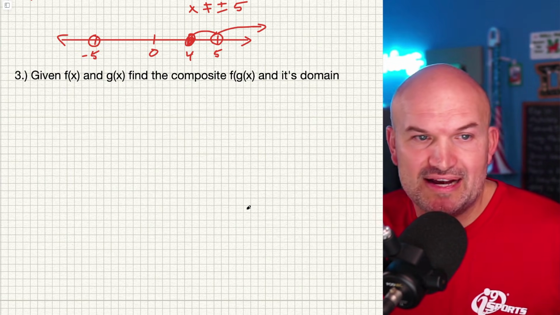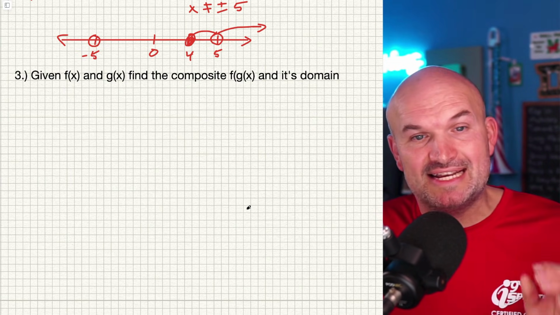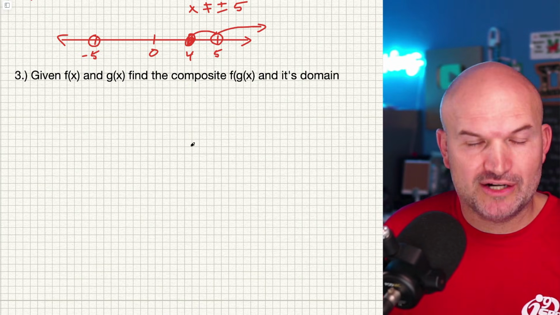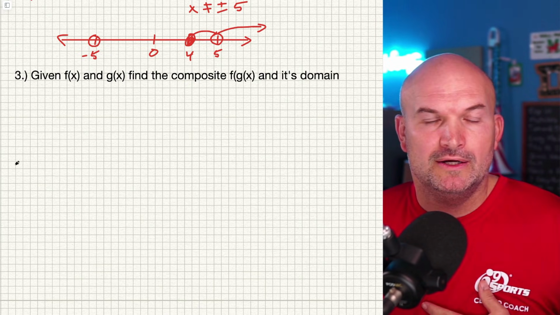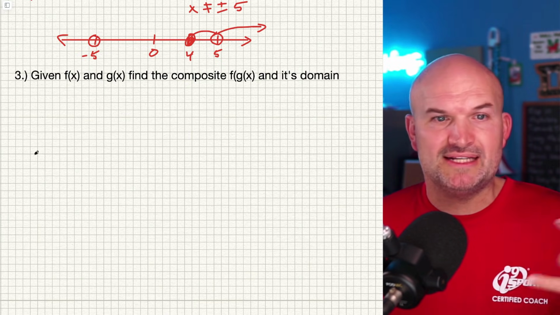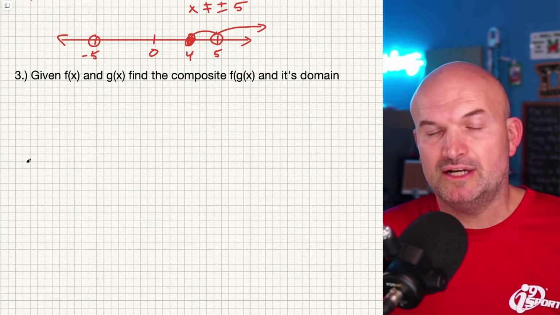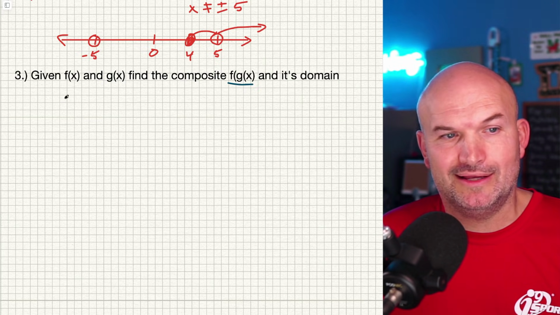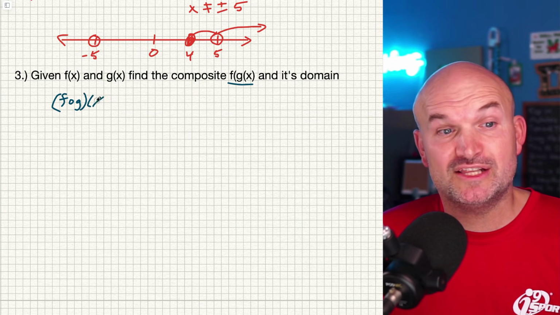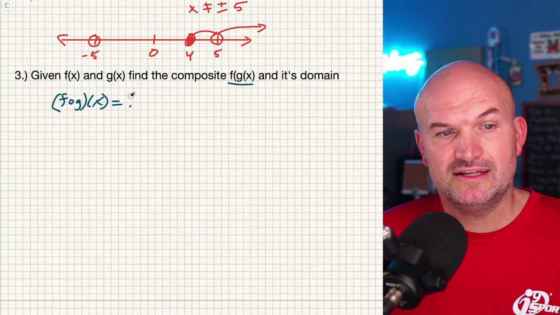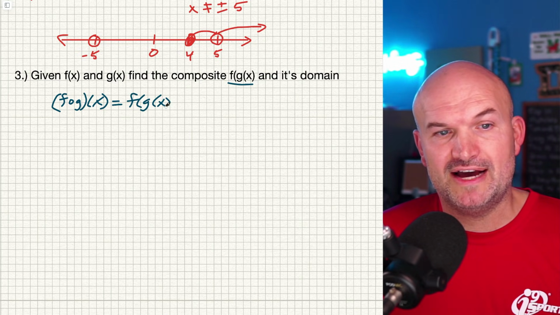Next one: given f of x and g of x, find the composite f of g of x and its domain. So composition of functions, very, very common. Make sure you understand how to do all the operations: adding, subtracting, multiplying, dividing. But composing a function with another function is critically important. Now, a lot of times it won't be written like this, but I was kind of limited in how I had to text it. A lot of times you'll see this written as the f circle g function. Just remember, f of g of x is the same thing as f composed with g of x.